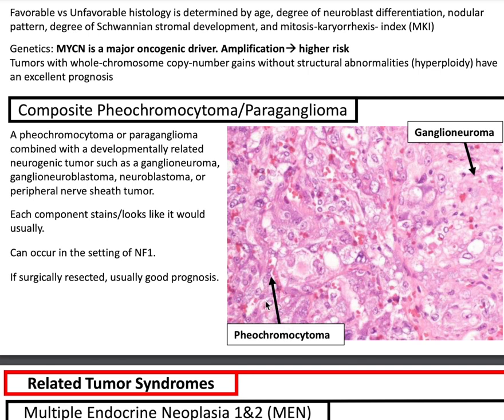Here we have the elements of your pheochromocytoma with a Zellballen architecture, abundant vasculature, and then you have your ganglioneuroma here with your Schwannian stroma.